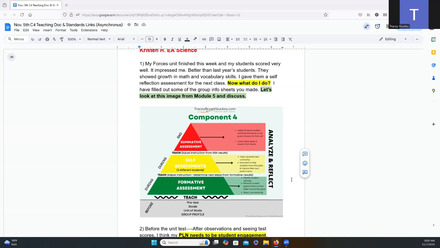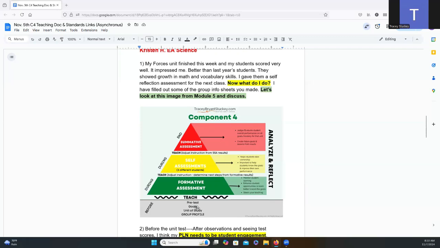I filled out some of the group info sheets you made. And so what I want to do is look at this image, not necessarily for you, Kristen, at this point, but I want to catch everybody up to where you've been, and then I'm going to answer that question for you. This is in module 5 of our course for C4, and I want you to see what's happened with Kristen so far. Kristen's completed her group profile, figured out what her kids needed. She organized her unit of study.